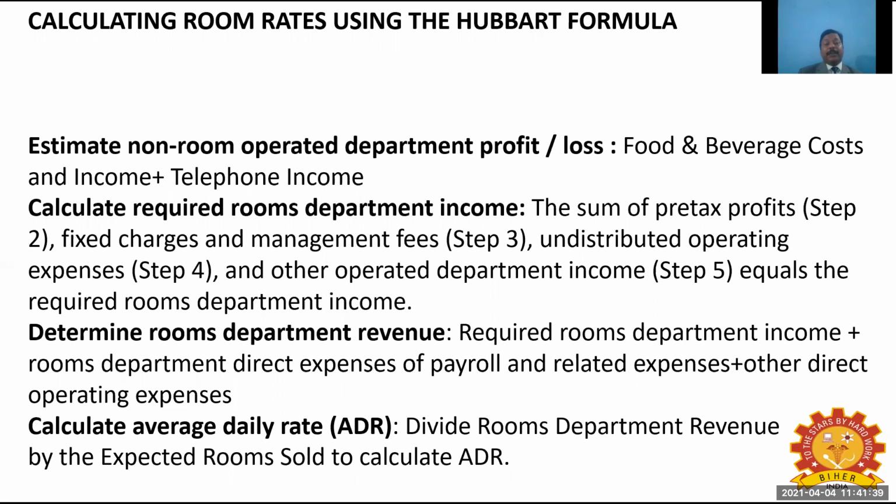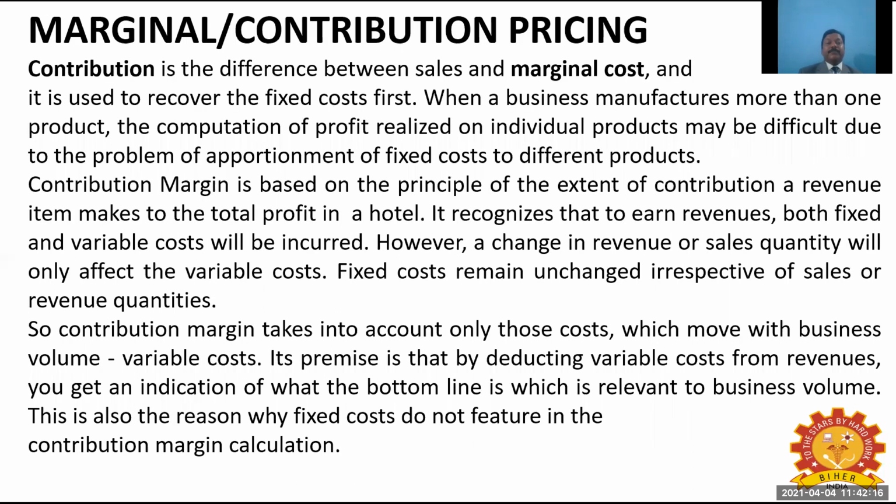Calculate required rooms department income: the sum of pre-tax profit, that is step 2, fixed charges and management fees, step 3, undistributed operating expenses, step 4, and other operated department income, step 5, equals the required rooms department income. Determine rooms department revenue: required rooms department income plus rooms department expenses of payroll and related expenses plus other direct operating expenses. How will you calculate the average daily rate, ADR in short form? Divide rooms department revenue by the expected rooms sold to calculate your ADR.